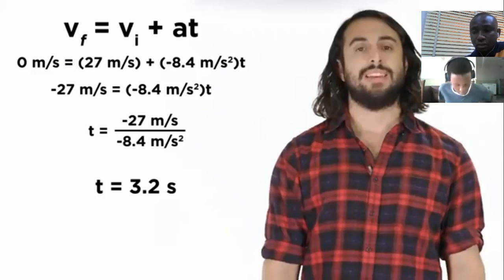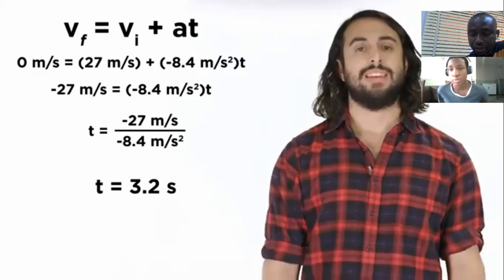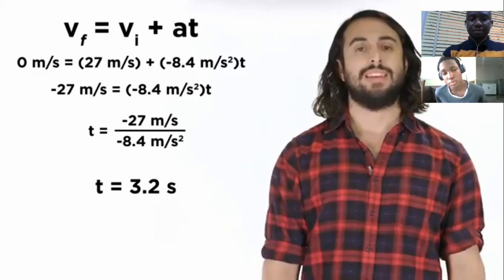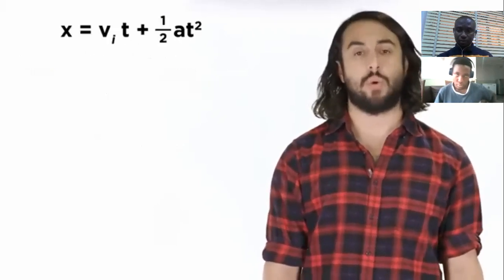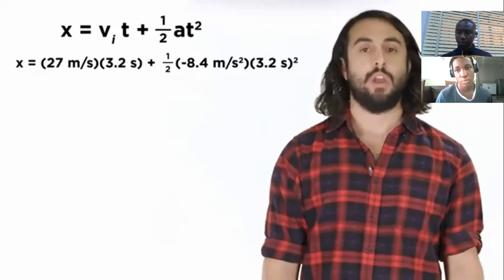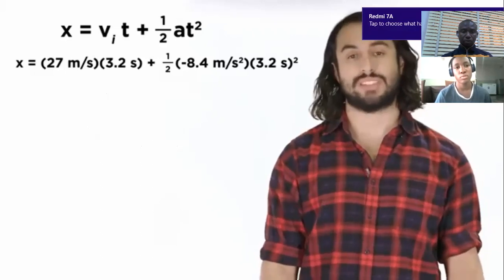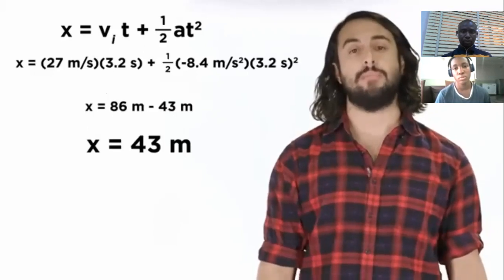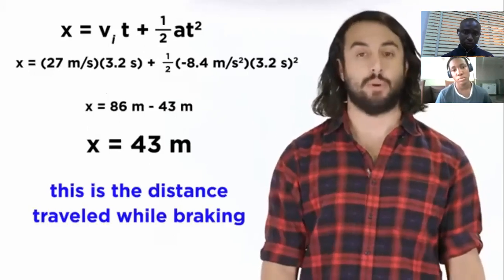43.392 meters. 43.39. Okay, let's watch. Now that we know the time associated with this event, we can use this other equation to find the braking distance. We plug in the initial velocity and acceleration we mentioned before, as well as the 3.2 seconds we just calculated, and solve for x, which will be about 43 meters traveled from the moment you applied the brakes to the moment that the car stops moving.